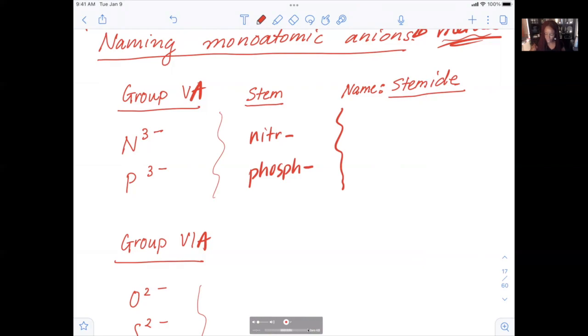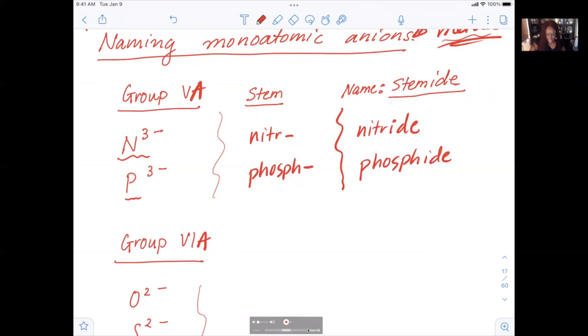Okay, so let me go back here. We're taking the stem name and adding IDE, and that helps us to get the anion name. So for nitr, we add IDE and we get nitride. Nitride is the name of the anion N3-, so the anion form of nitrogen. And then for phosphorus, we have the stem phosph, then you add IDE. So stem-ide is the format we're using, and we get phosphide.